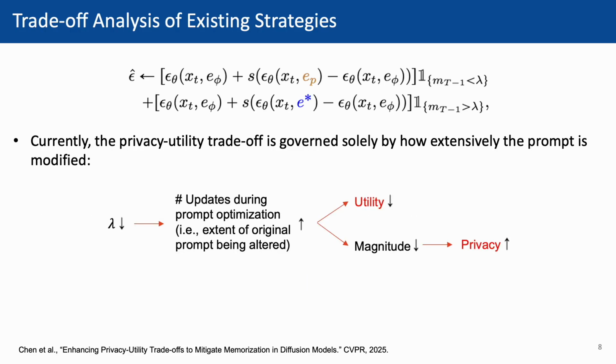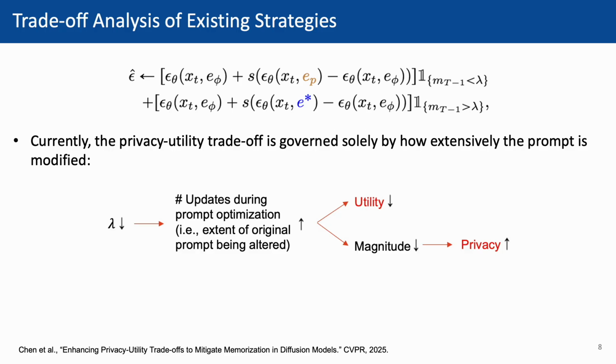Currently, the privacy-utility trade-off in mitigation strategies is governed entirely by one thing: the thresholding hyperparameter lambda. This figure illustrates the logic behind that. Essentially, lambda controls how many updates are made when optimizing the prompt embedding from EP to E star. Let's consider two extreme cases. If lambda is set very high, say infinity, then the magnitude will always be below lambda. That means we'll never detect any memorization cases, and the prompt engineering mitigation is never triggered. The number of updates is 0, so all generations are exactly the same as those from the original Stable Diffusion.